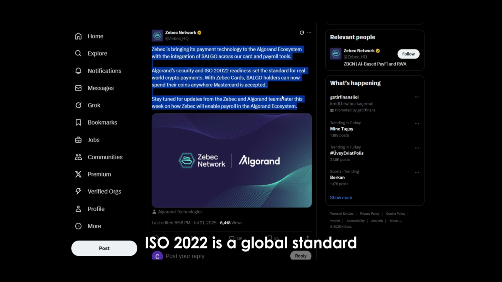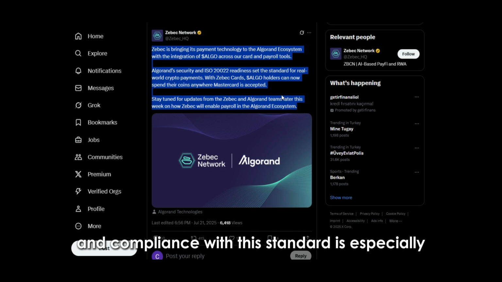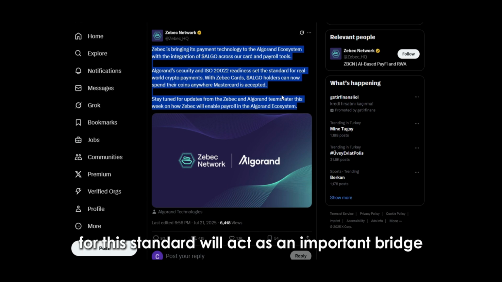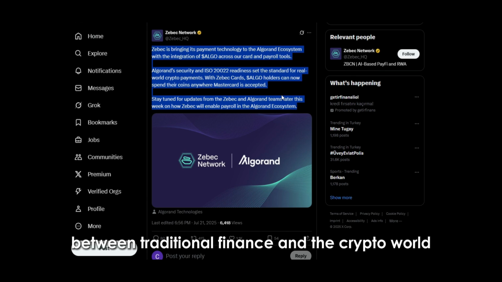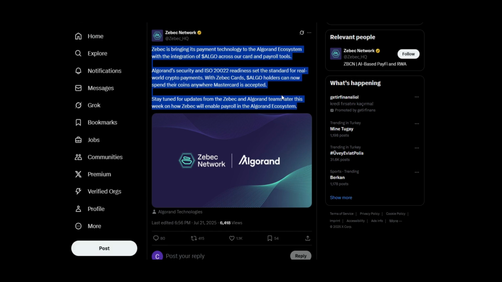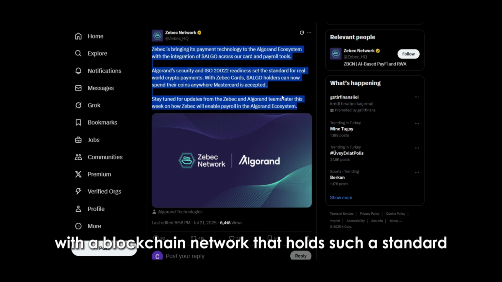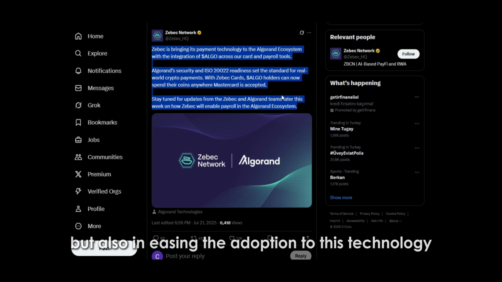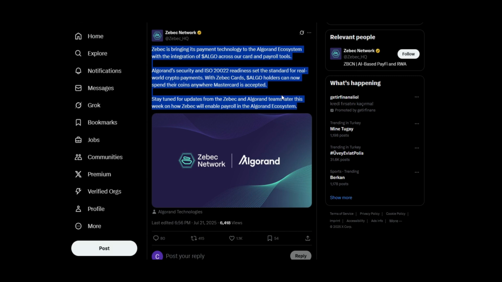ISO 20022 is a global standard used in financial messaging, and compliance with this standard is especially critical for enterprise-level integrations. Algorand's readiness for this standard will act as an important bridge between traditional finance and the crypto world. Zebec's integration with a blockchain network that holds such a standard creates an important advantage not only in terms of security, but also in easing the adoption of this technology by financial institutions.